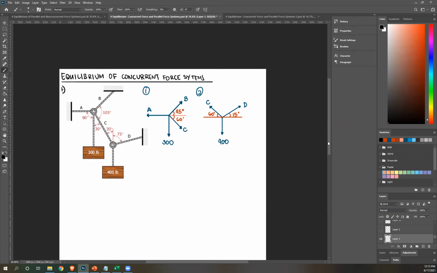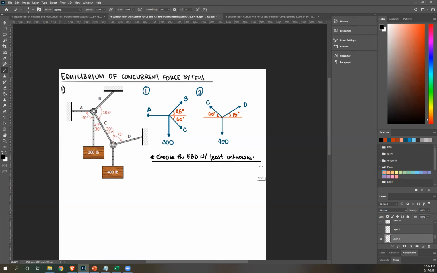Next step is to create your equations. But before that, since we have more than one free body diagram, you have to choose. Typically, you choose the free body diagram, FBD, with the least unknowns. So take note of that. Whenever you're getting equations, you choose the free body diagram with the least unknowns.